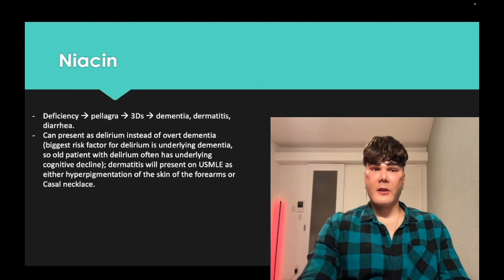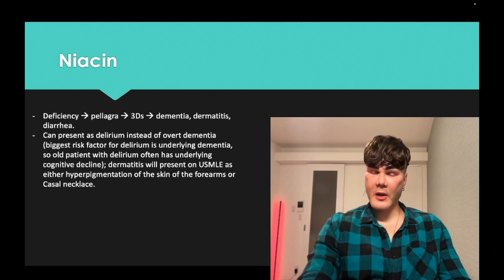And then deficiency, I sort of am going on a tangent real quick, but you should just know deficiency is called pellagra, okay: dementia, dermatitis, diarrhea. And in one of the new NBME questions, they give you Casal necklace, so just dark hyperpigmentation in sun-exposed areas around the neck. That's very textbook, but it also shows up in the USMLE. The hyperpigmentation is just darkening of the skin in the forearms. Doesn't have to be Casal necklace.